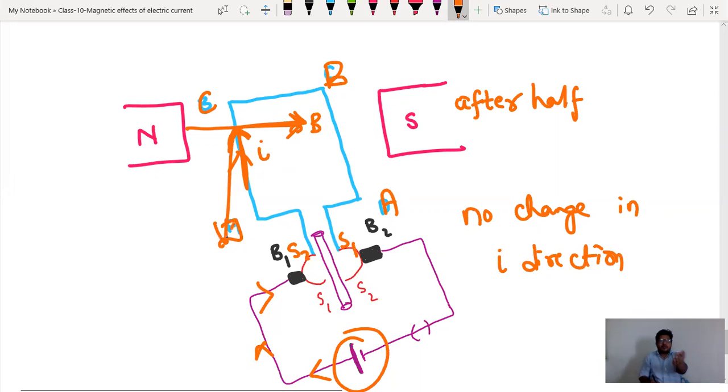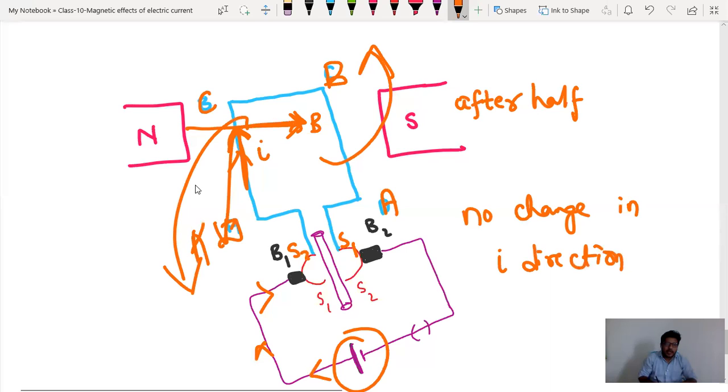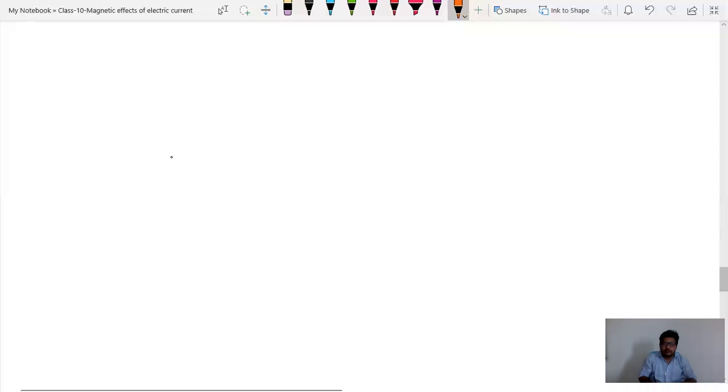Again, it will take half turn. So first half turn, second half turn. Like that, what will happen? There is continuous rotation in the motor until you stop the current. Are you getting it? Now what will happen? This CD limb will come this side and AB limb will go that side, and hence it will become again AB, then it is CD. So like this, if you observe this diagram, you will get some idea.